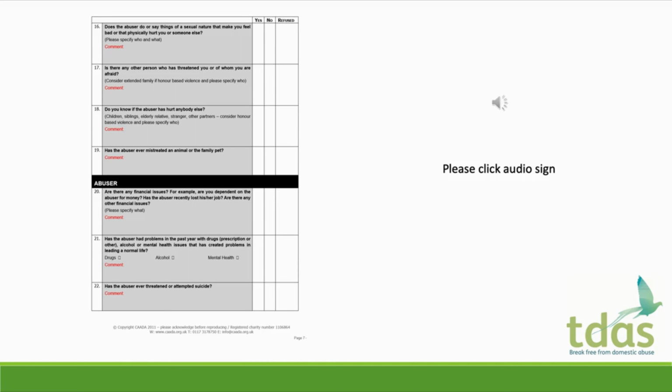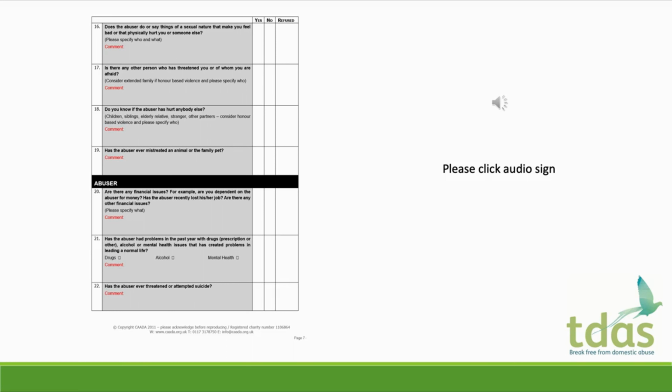Question 19. Has the abuser ever mistreated an animal or family pet? Sometimes perpetrators would harm or attempt to harm family pets as another form of control and intimidation. It can also be used as an indicator for the potential for future violence.